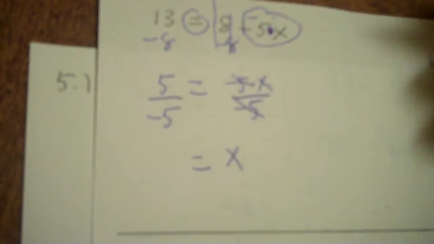Now remember, we're going to divide by the negative 5. So that the times negative 5 and divide by negative 5, then I divide the other side by negative 5. So we have x. 5 divided by negative 5 would be negative 1. So negative 1 equals x.